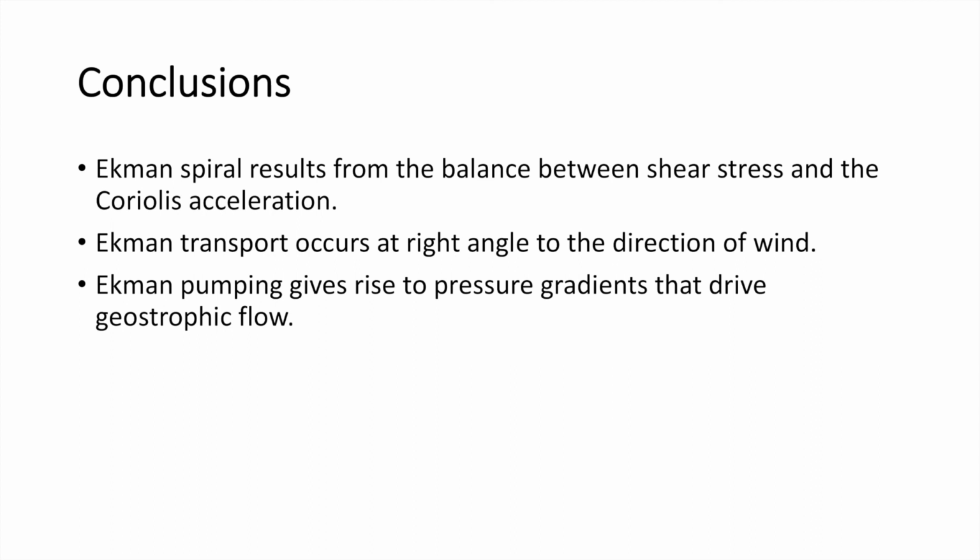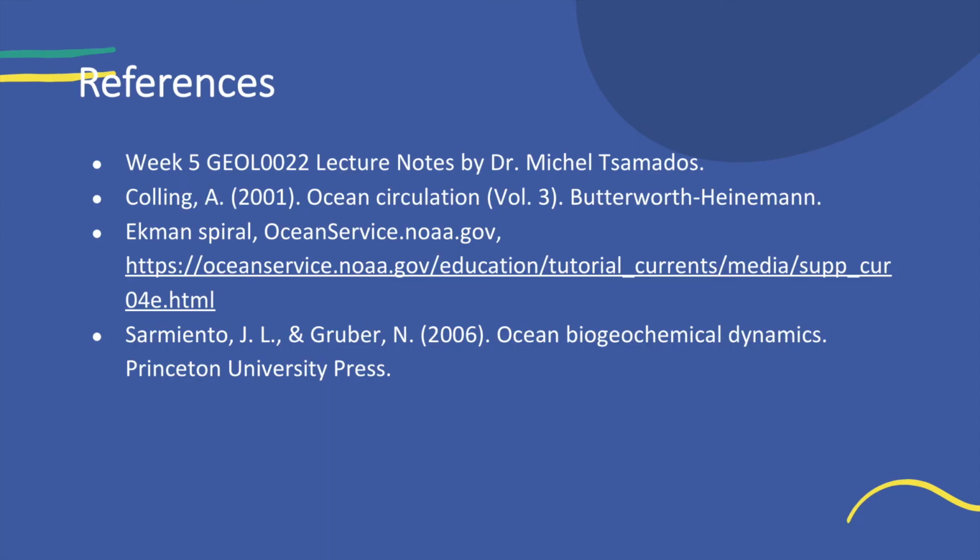Finally, we come to three conclusions. Ekman spiral results from the balance between shear stress and the Coriolis acceleration. Ekman transport occurs at right angle to the direction of the wind. Ekman pumping gives rise to pressure gradients that drive geostrophic flow.